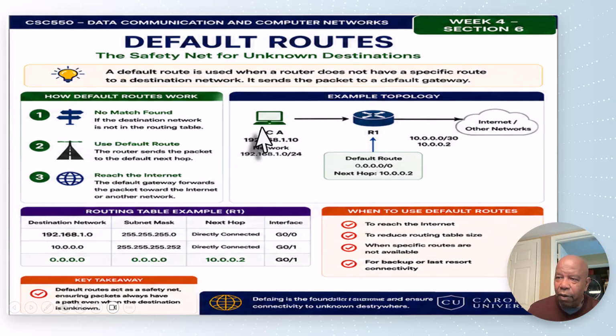So that's what these are, default. Default is used when a router does not have a specific route to a destination network. It sends the packet to the default gateway. And the default gateway goes through the process of trying to figure out the route that it should take.